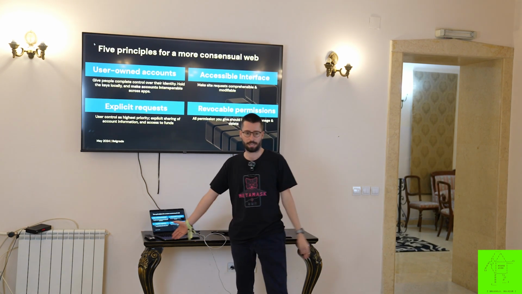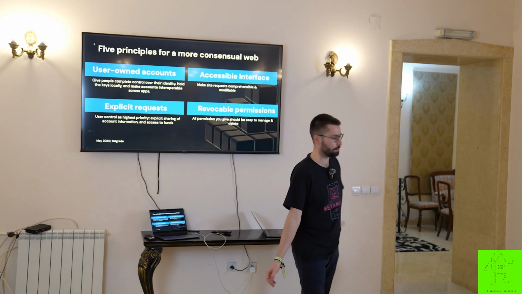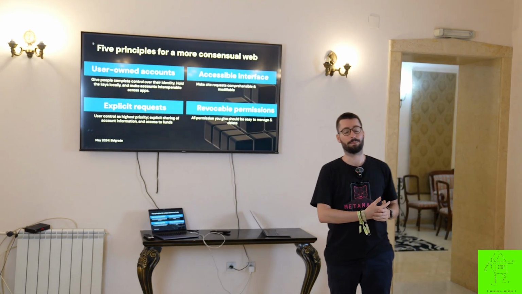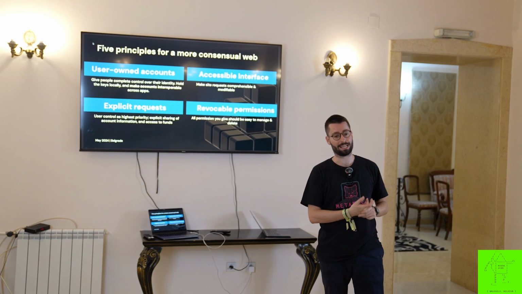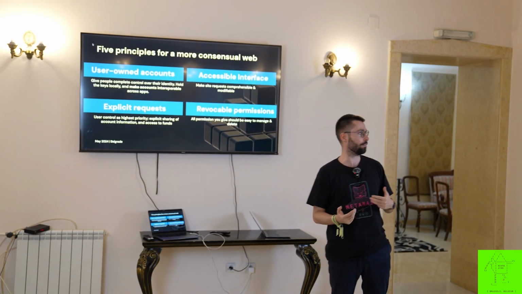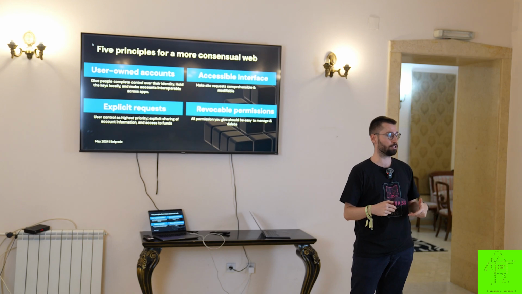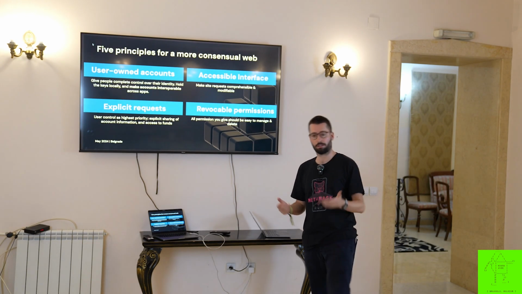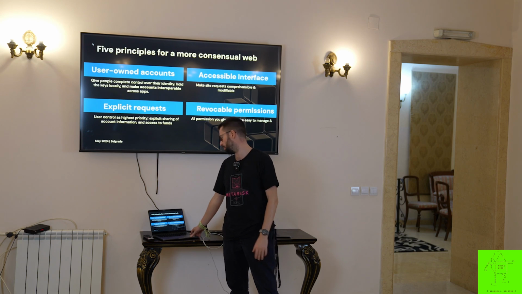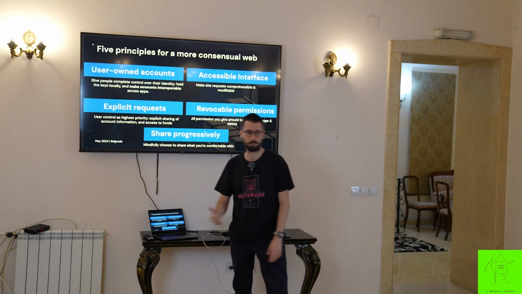Revocable permission, I kind of mentioned already, is quite self-explanatory. It's basically being in charge of revoking access to dApps, and revoking access to anything that is accessing information that you own. And obviously it's not just the private key, but also different other things, even like Wi-Fi access, right? And then obviously, share progressively.